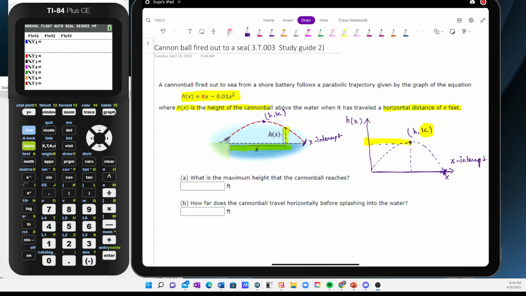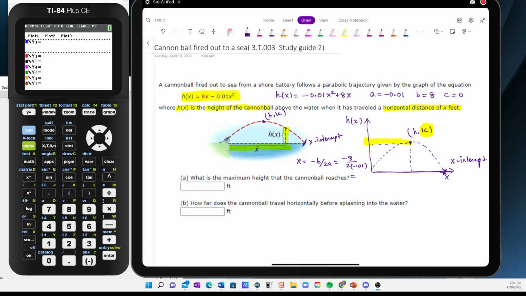If I have to do it by hand, then I take this equation and say that A is 8. Oh no, A is... so let me first rewrite this. H of x is equal to negative 0.01 x squared plus 8x. So A would be negative 0.01, B is 8, and C is 0. So I know the formula is x equals negative b over 2a. So I would go negative 8 over 2 times negative 0.01.